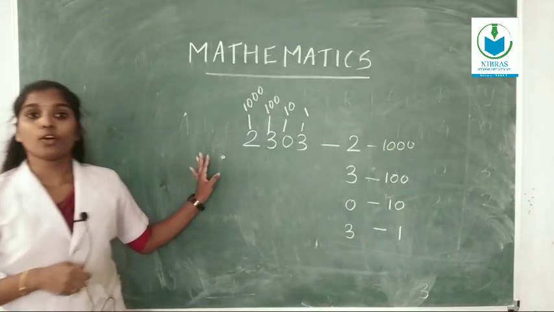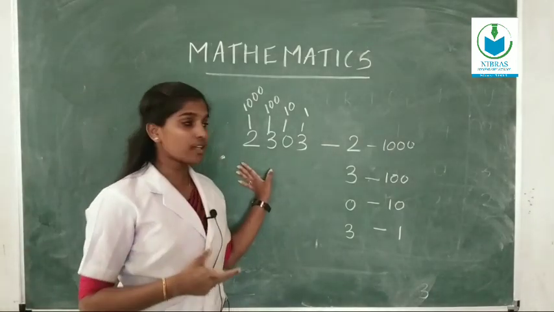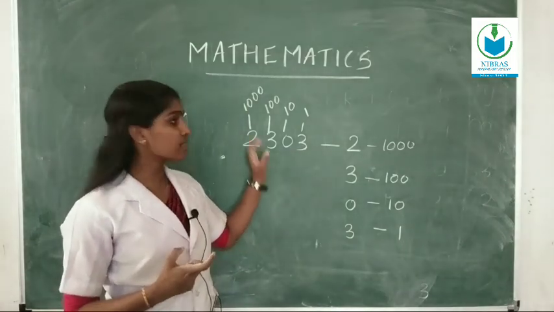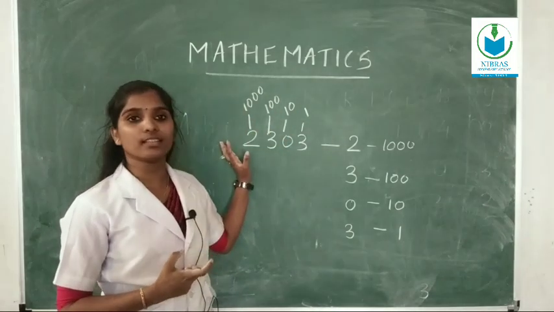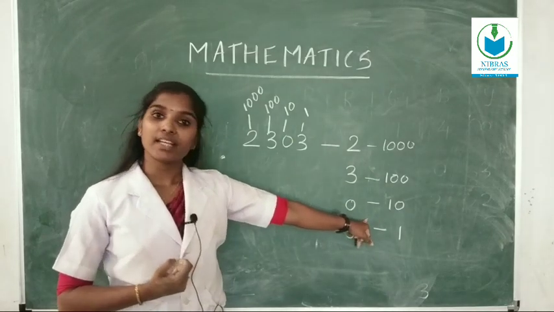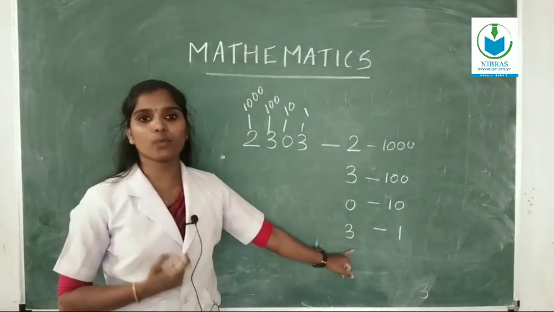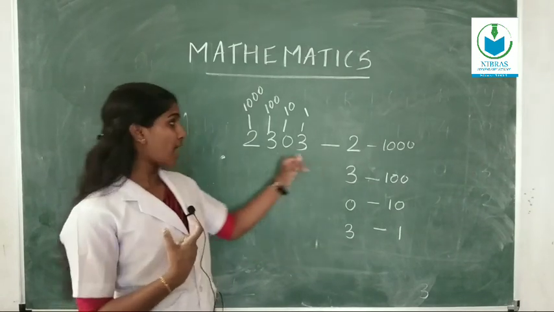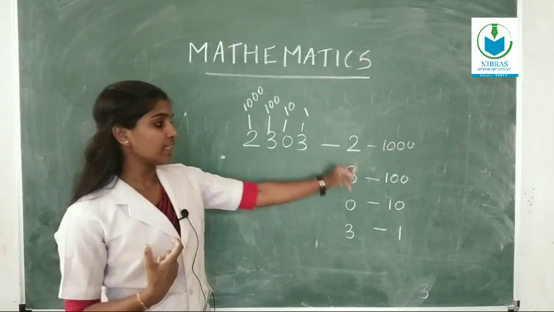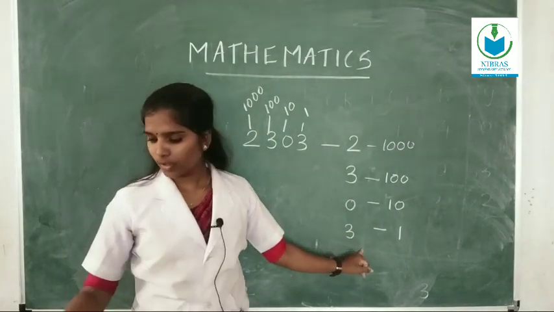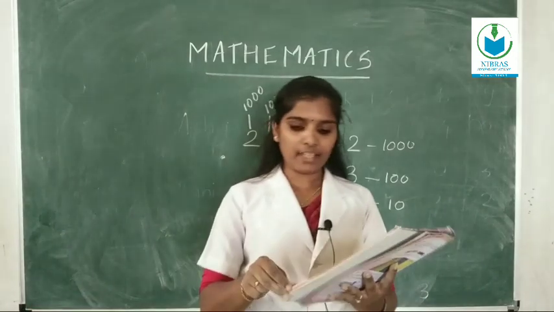Okay, so now we discussed that if we have a number then we can calculate how many thousands are there, how many hundreds are there, then how many tens are there, and last, how many ones. Okay, clear? Okay, then all of you take the next page.